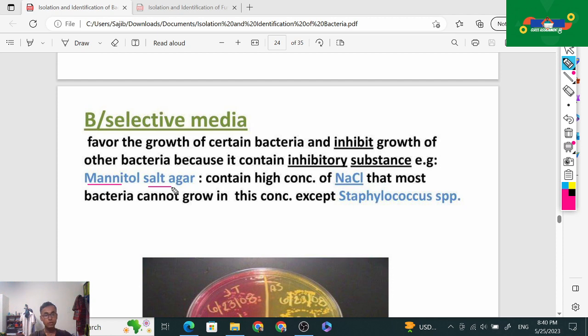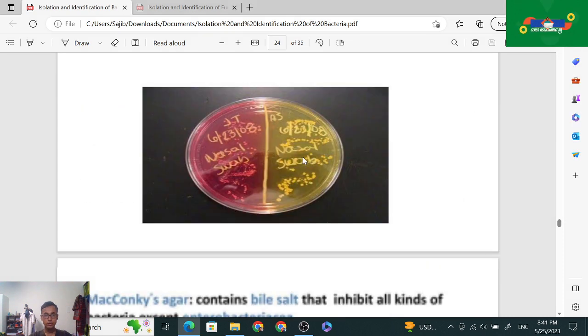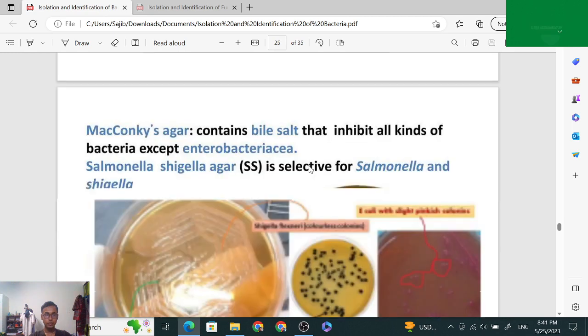Then mannitol salt agar contains a high concentration of NaCl that most bacteria cannot grow in, except the Staphylococcus spp. So this is the mannitol salt agar, which contains a high concentration of NaCl that most bacteria cannot grow in. Then this is the figure you can see.